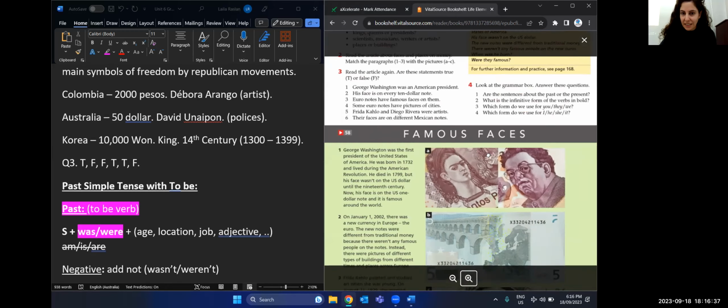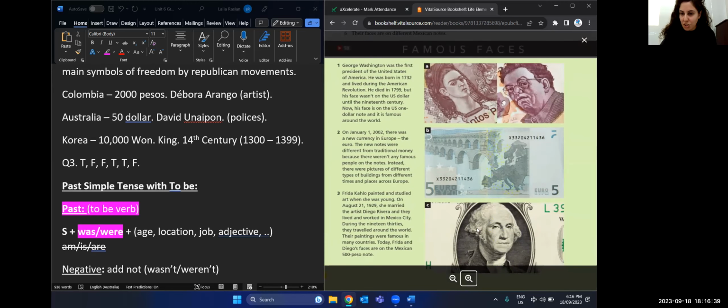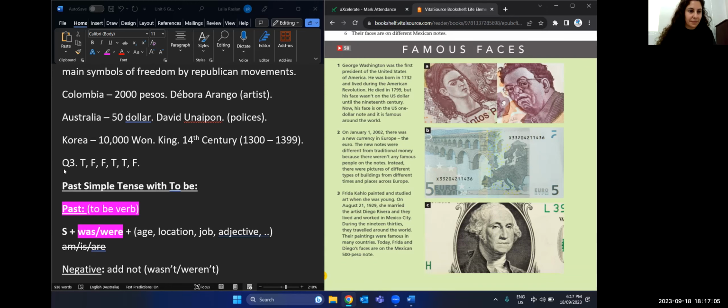So we can see that this paragraph about George Washington is this note here. So that's C. The second paragraph about the euro is this one, B, exactly next to it. And the last paragraph about Frida Kahlo and Diego is A. So we can see an example of the currency note next to the paragraphs that we read.